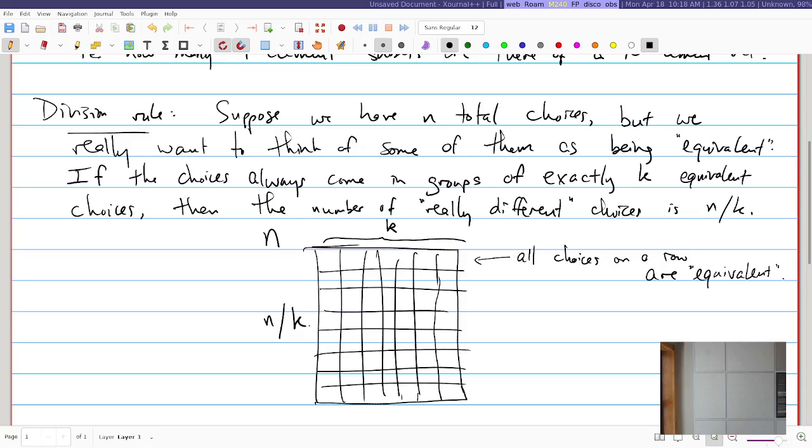It's important, this stipulation, that they always come in groups of exactly k, because otherwise division doesn't really make sense. If it's like, well, these 2 choices are the same, these 6 choices are the same, these 17 choices are the same, I can't do any kind of division to figure out how many there are. But this happens fairly often, where they come in groups that are all the same size.